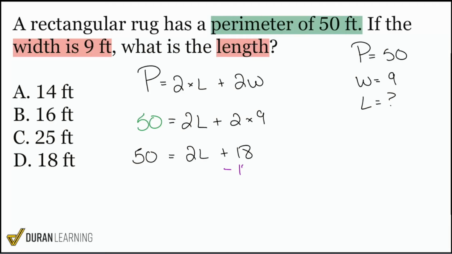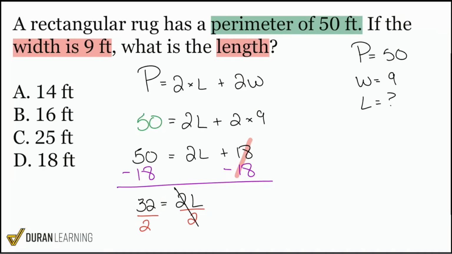So here we are. Subtract 18 from both sides. Perfect. Cancels out. And then that's going to give us 32. 32 equals double the length. So if double the length is 32, we'll cut that in half to see what one of the lengths are. So here we are, divide by 2, there and there. And we see that we'll get length equals 16 feet.